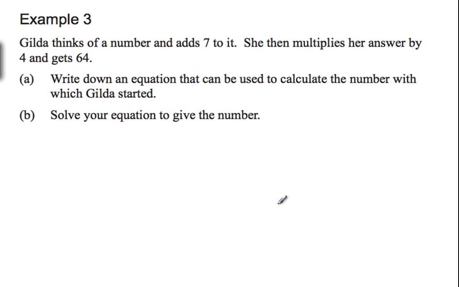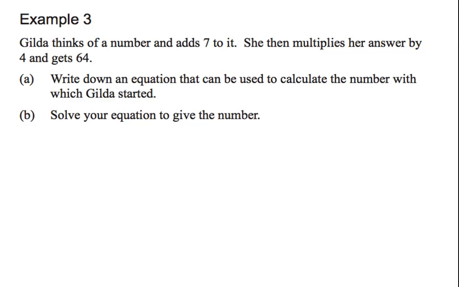Example 3. Now we're getting into some word problems where you take these words and turn them into an algebraic equation. Gilda thinks of a number and adds it to 7. She then multiplies her answer by 4 and gets 64. So part A, write down an equation that can be used to calculate the number with which Gilda started. Okay, so this is the difficult part, trying to take these words and turn them into a mathematical equation.